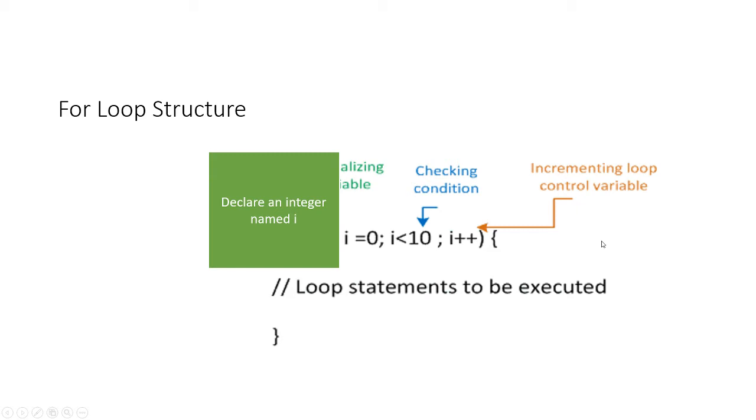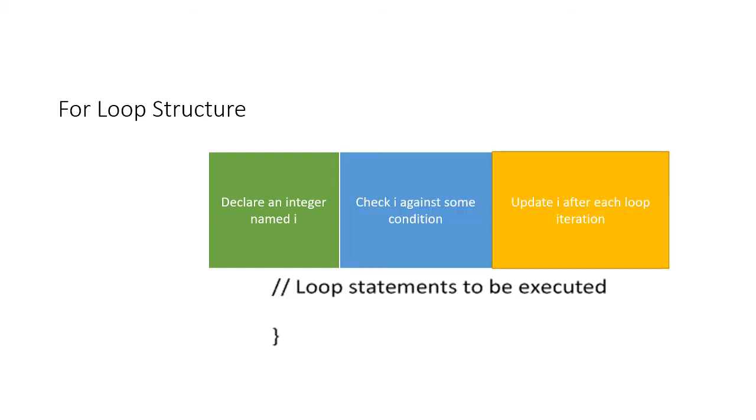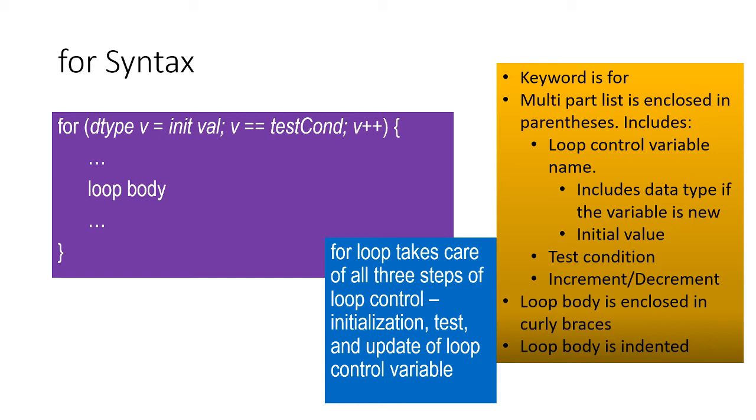So the for loop is going to declare an integer named i. We could use a pre-existing integer. We don't have to declare it. If we left out that keyword int, we would be assuming that we had a variable named i already in our code to be used. Then we check i against some condition, and finally we update i after each loop iteration. So the for loop can help us structure that.